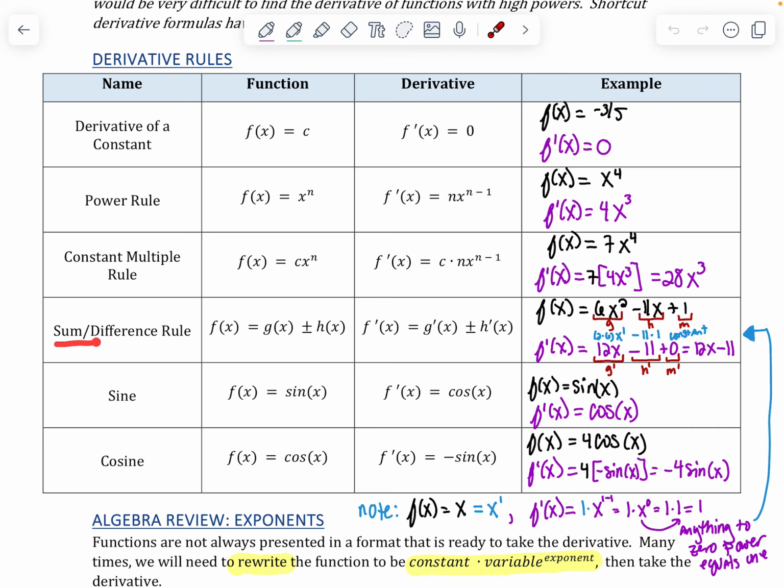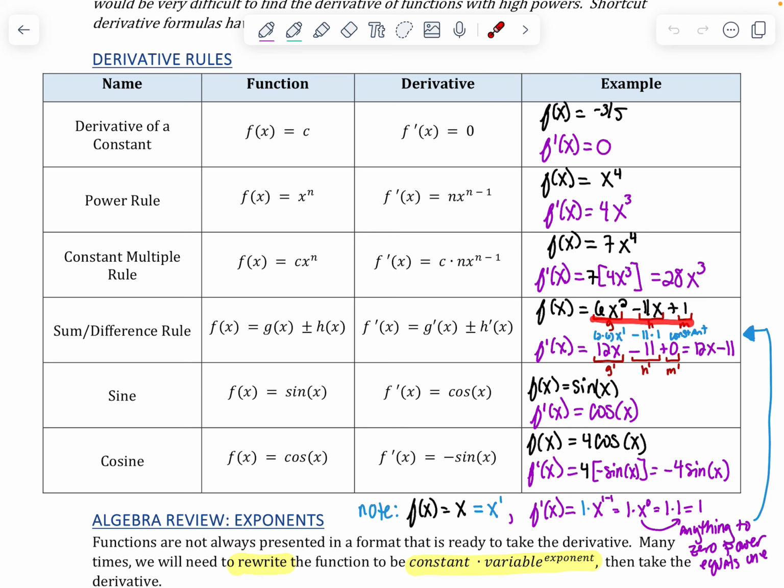Next, we have what's called the sum and difference rule, that if there is a plus or a minus, not multiply or division, but in between what you could consider two separate functions, then you can think of your derivative as adding or subtracting, whichever is the case, the terms individually as if they were their own functions.